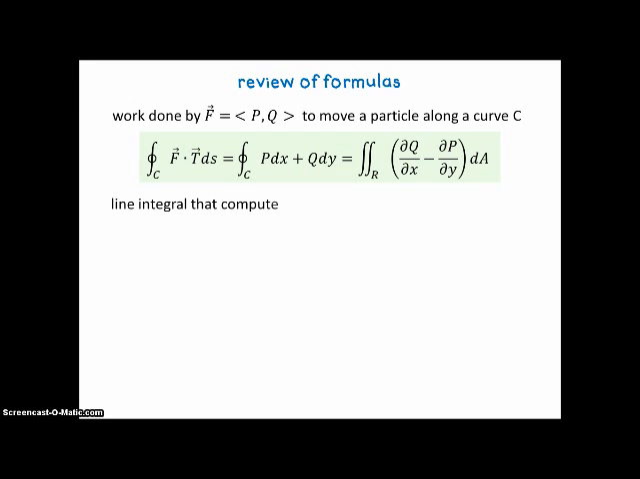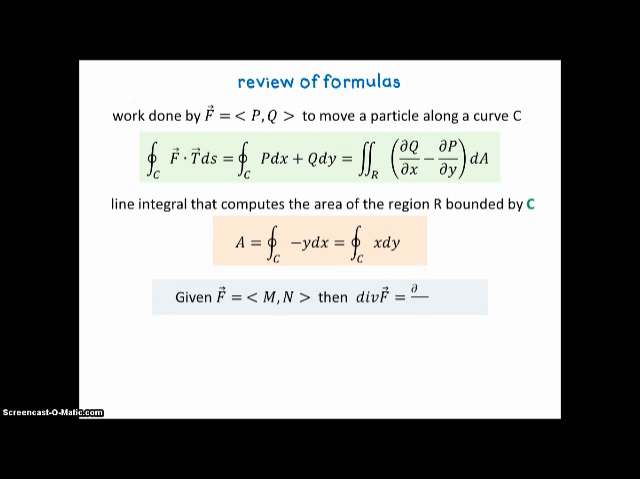Then we talked about a line integral that computes the area of the region R bounded by C. So we can use a line integral to compute area, and we developed that by going backwards from Green's theorem, back from a double integral to a line integral.